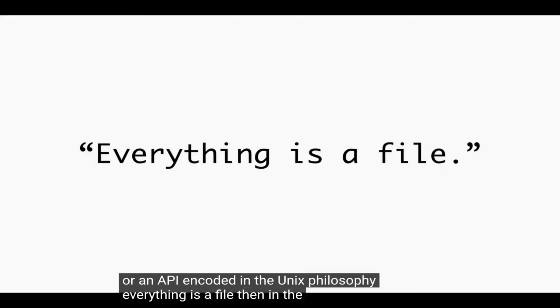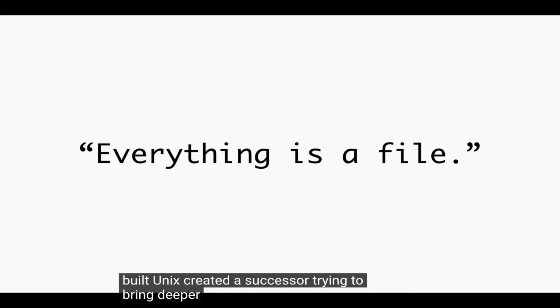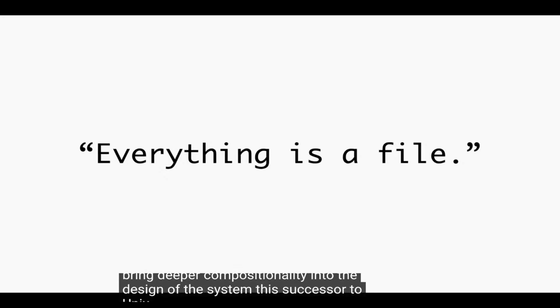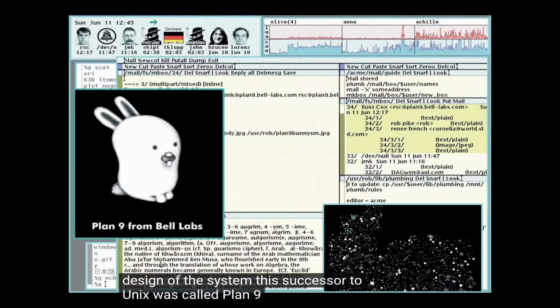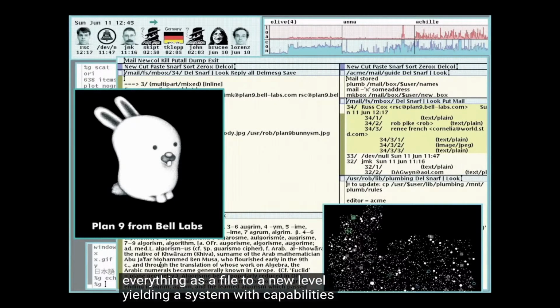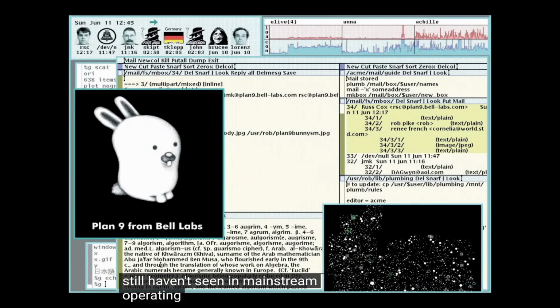Then, in the late 1980s, the same team at Bell Labs that built Unix created a successor trying to bring deeper compositionality into the design of the system. This successor to Unix was called Plan 9. It took everything as a file to a new level, yielding a system with capabilities we still haven't seen in mainstream operating systems, while being an order of magnitude simpler.